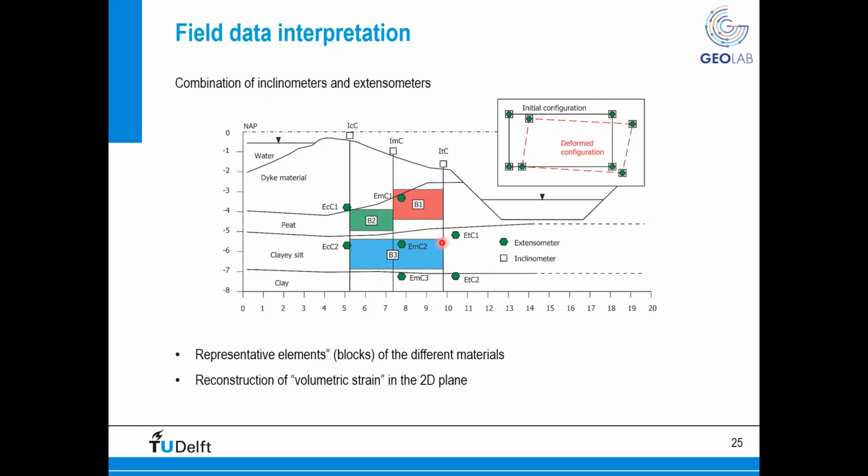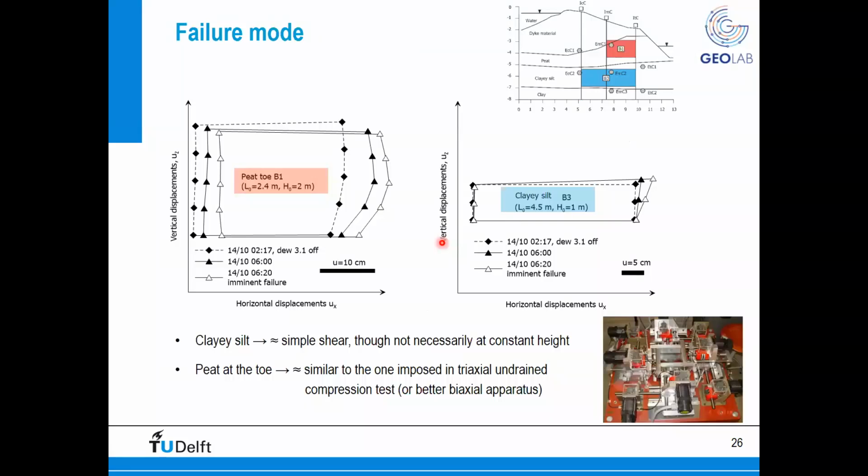And by combining the horizontal displacement and the vertical displacement, we could reconstruct what we call volumetric strain in a 2D plane strain approach. And this is extremely important because this gave us the information to try to understand how these blocks of samples deform in the field.